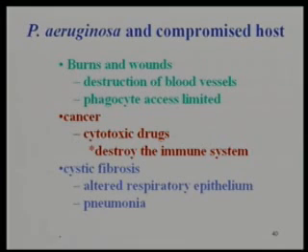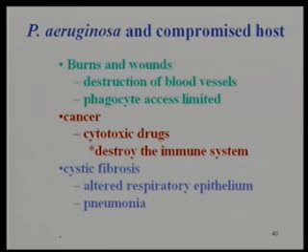That's a perfect situation for any opportunist to take off, and Pseudomonas is one of them. And being a strict aerobe, remember, it's going to take off a hell of a lot faster than a strict anaerobe. So you particularly see Pseudomonas aeruginosa in burn patients, where there is destruction of blood vessels and limited phagocyte access. You also see this in cancer patients for the same reason. They've been given cytotoxic drugs, which has wiped out the immune system.